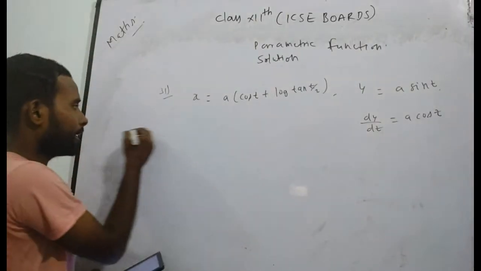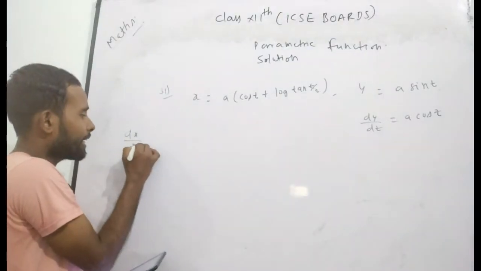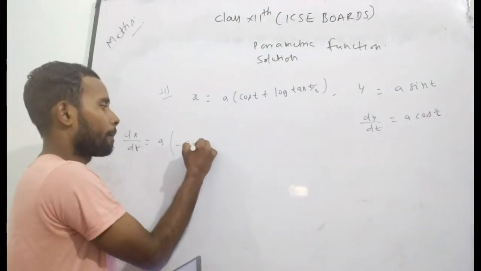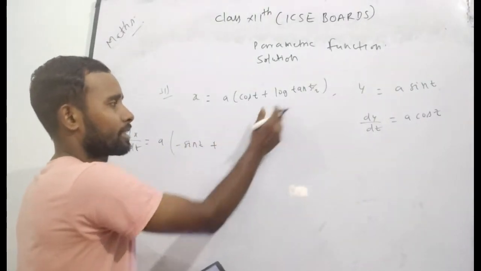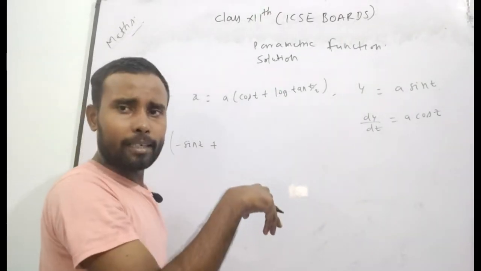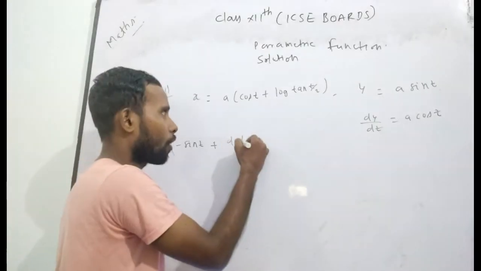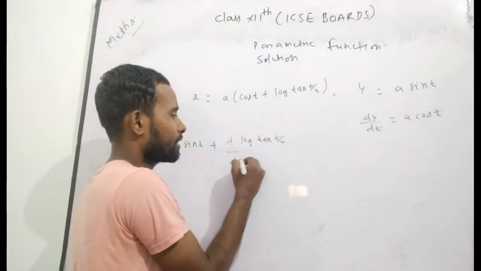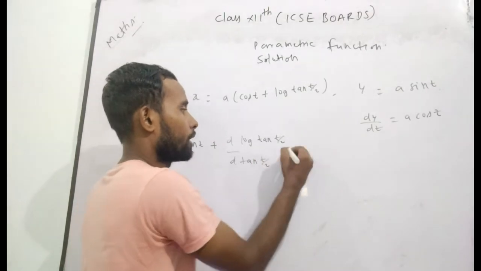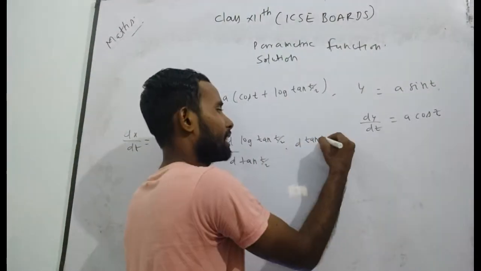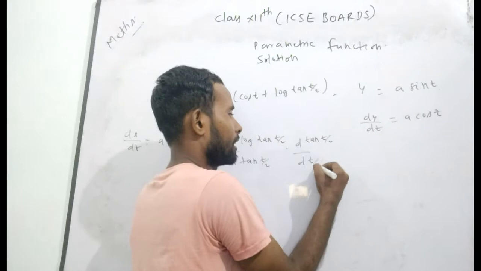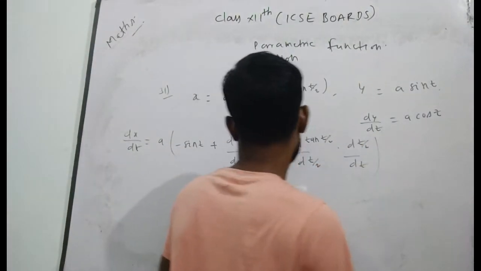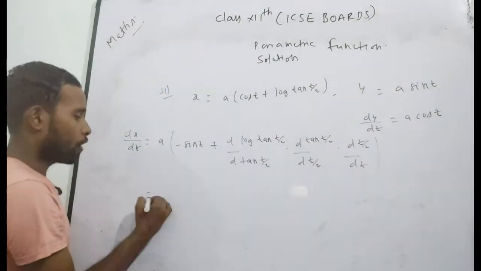Now I want to find dx/dt. dx/dt is equal to, you have to take a out, and the derivative of cos t will be minus sin t, plus the derivative of log tan t by 2. Firstly differentiate log of tan t by 2 with respect to tan t by 2. Again you have to differentiate tan t by 2 with respect to t by 2. Finally you have to differentiate t by 2 with respect to t. I think you understand very well.